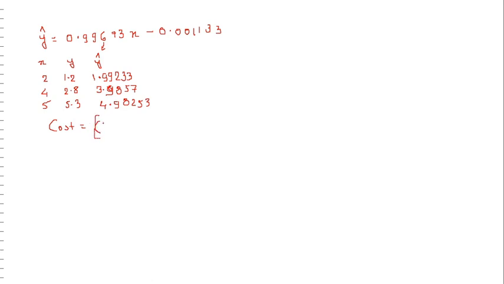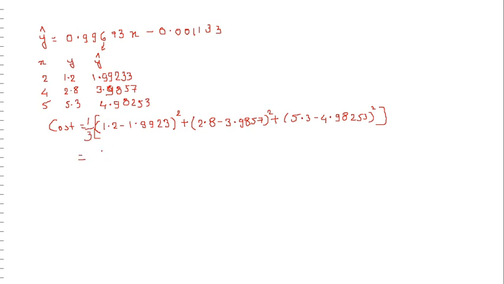So we have to compute our cost. 1.2 minus y hat, that is 1.9923, square, plus the second term, 2.8 minus 3.9857 bracket square, plus, what's next? 5.3 minus 4.98253 bracket square, and when we get this we need to divide it by 3, right? Take its mean.